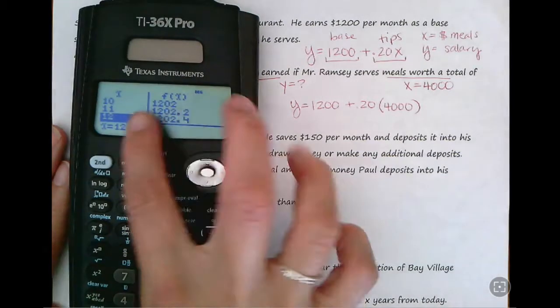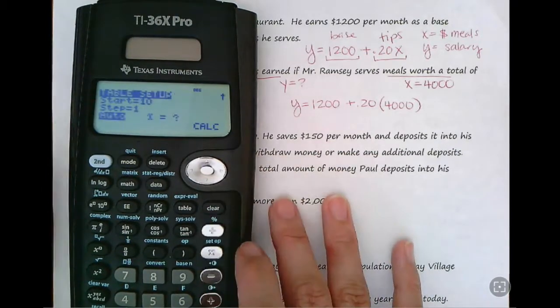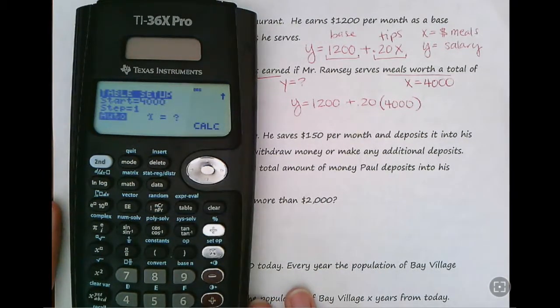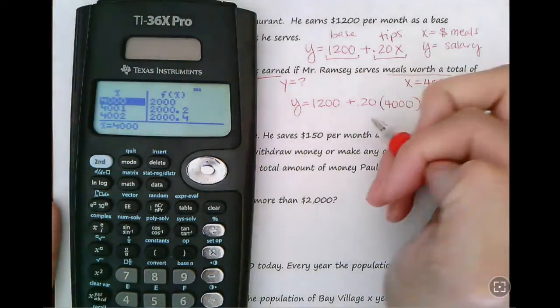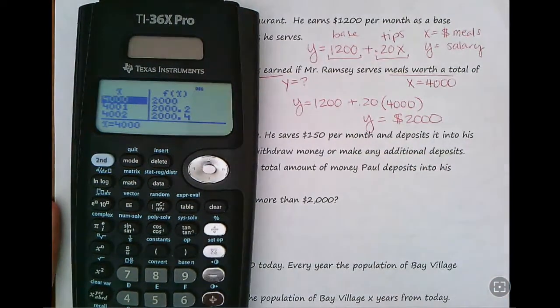So if you're ever in the table and you're like, oh no, the setting is not great, I don't love it, if you press clear, it just takes you back one step. So you can say, well, why don't we just start at 4,000? Then it pops you right in at 4,000 and tells you that if you plug in 4,000, y is equal to 2,000. That's how much money he's making.